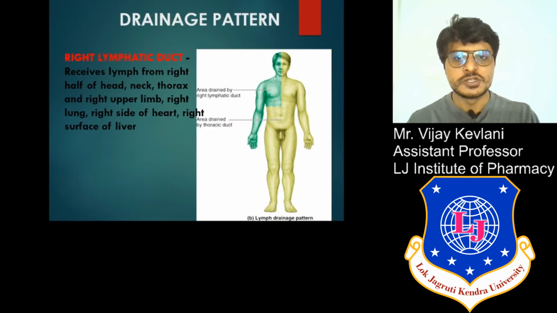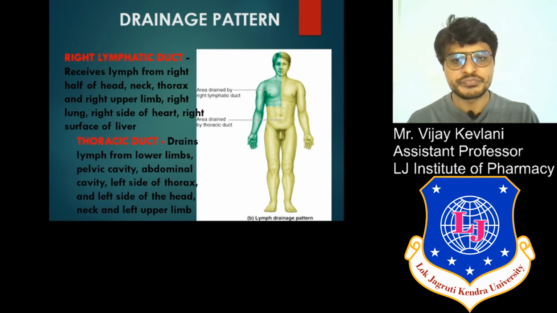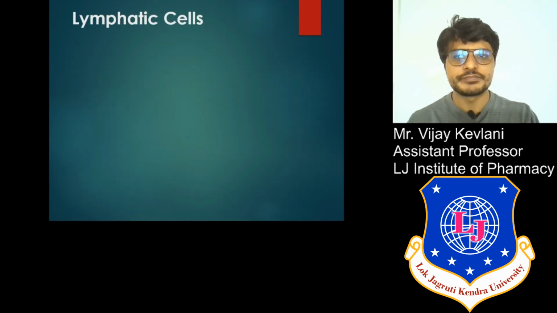Drainage pattern. The right lymphatic duct receives lymph from the right half of the head, neck, thorax and right upper limb, right lung, right side of the heart and right surface of the liver. The thoracic duct drains lymph from the lower limbs, pelvic cavity, abdominal cavity, left side of the thorax, left side of the head, neck and left upper limb.